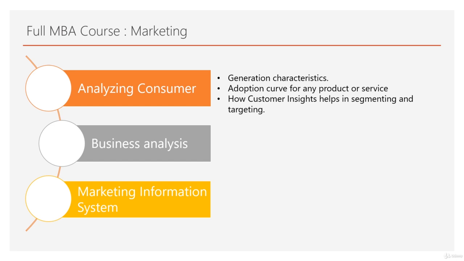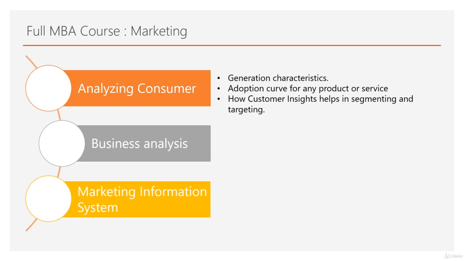And the second topic, which is the adoption curve, will really help you to understand the generation characteristics based on the adoption rate. So adoption curve will give you a fair idea based on the generation characteristics about the innovators, early adopter, early majority, late adopters, and laggards. And we will try to segment and target a specific set of audience based on the consumer insights.